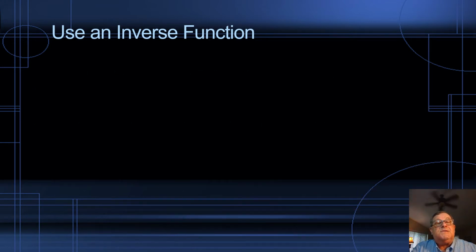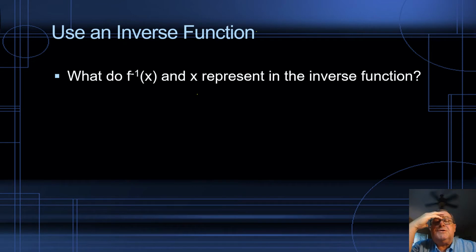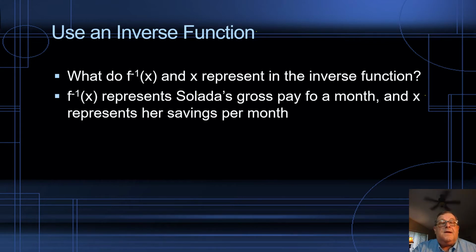Now, part B states, what does the inverse function and x represent in the inverse function? Let's go back to the function itself. The function itself, f of x, equaled the monthly savings, and x represented the gross pay. So if that's the inverse, then those things ought to flip, shouldn't they? And so if that's the case, then the inverse function, f inverse of x, rather than being the savings, represents the gross pay for a month, and x, rather than representing the gross pay, is going to represent her savings for the month.